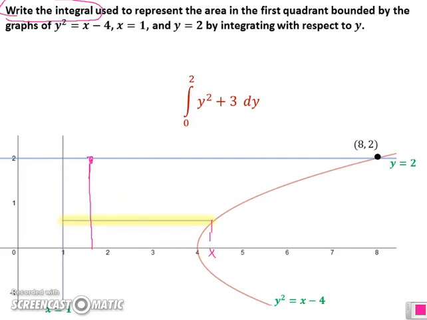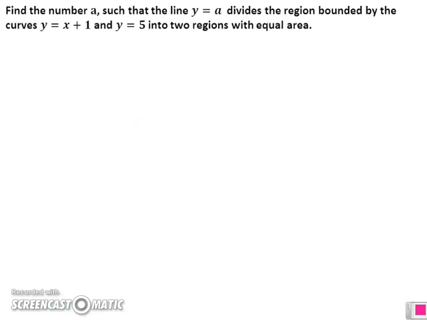Okay, let's do another example, last one. Find the number a such that the line y equals a divides the region bounded by the curves y equals x plus 1 and y equals 5 into two regions with equal area. Okay, so our final answer is going to be a horizontal line, y equals a is a horizontal line because a is a number here. Let's draw a picture.